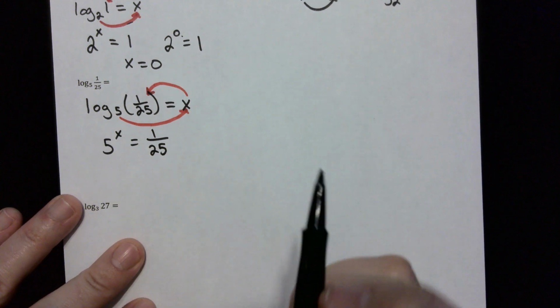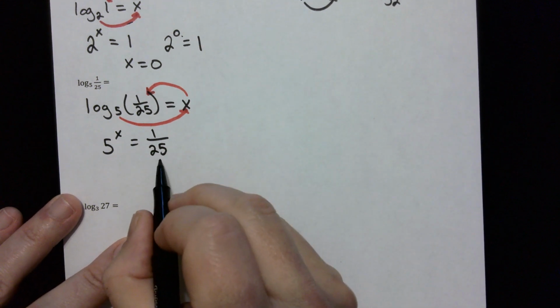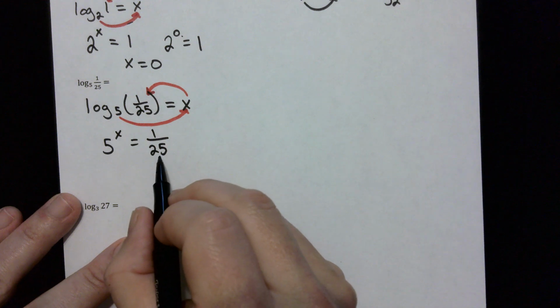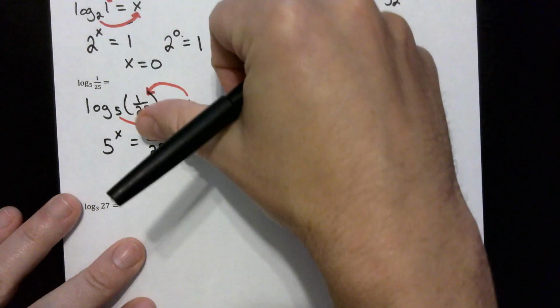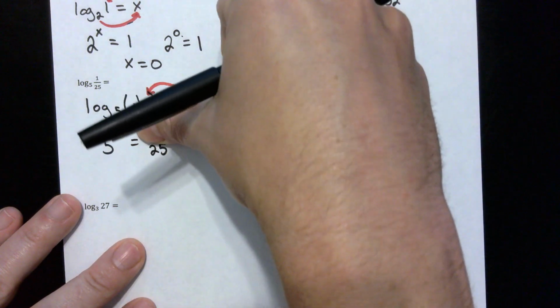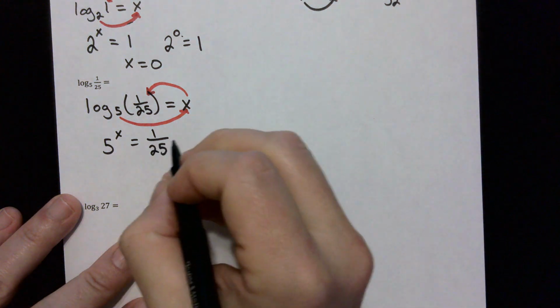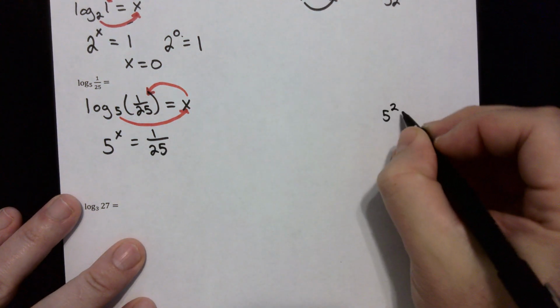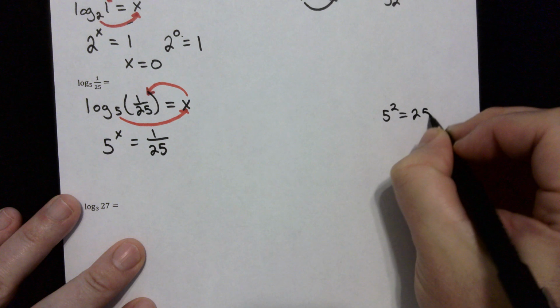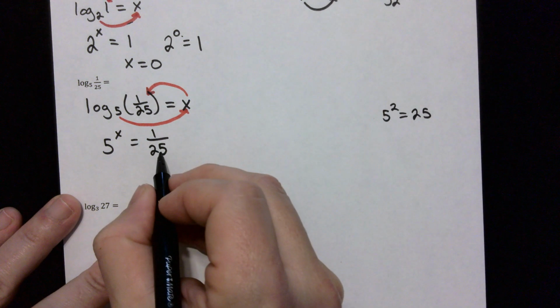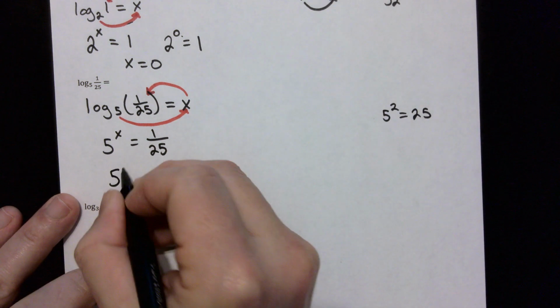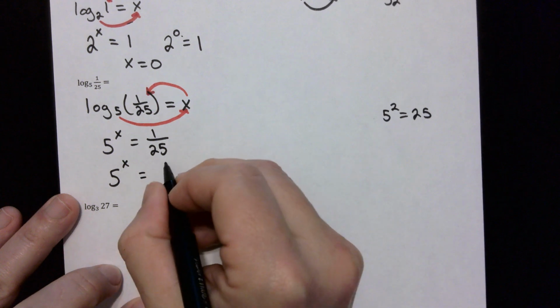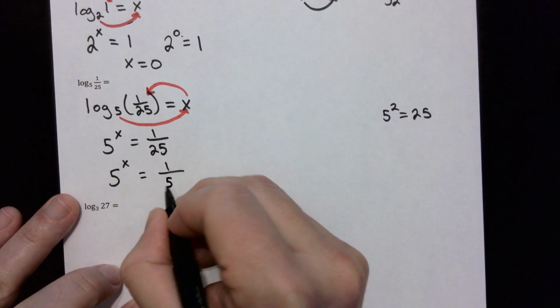If you don't see it right off, that's fine. But think about the 25. Forget that it's on the bottom of a fraction. Is 25 5 to some power? Well, 5 squared is equal to 25, right? So we could put a 5 squared down there in its place. That would be 5 to the x is equal to 1 over 5 to the 2.